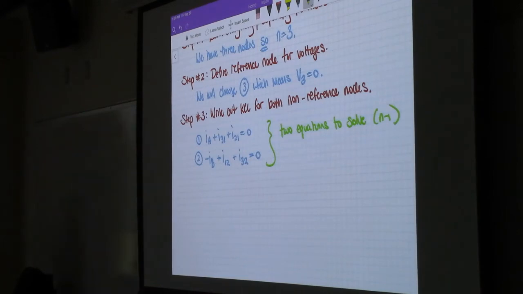So the number of equations that we have to solve, which then ends up being the size of the admittance matrix, as well as the height of the voltage and current vectors, is equal to n minus 1. All right, so we have 3 nodes. That means that there are 2 equations to solve, and the admittance matrix will be a 2 by 2.